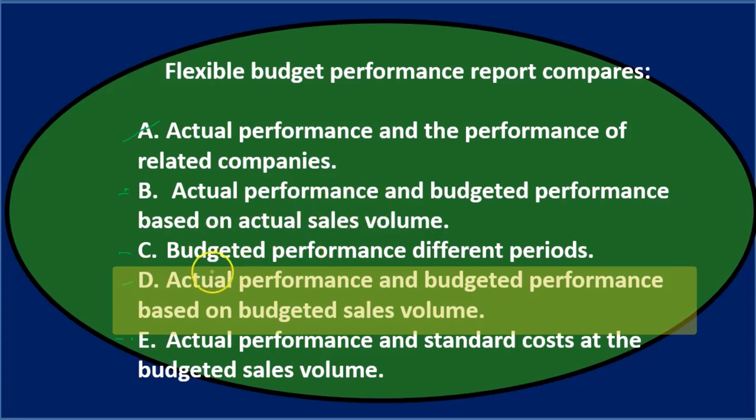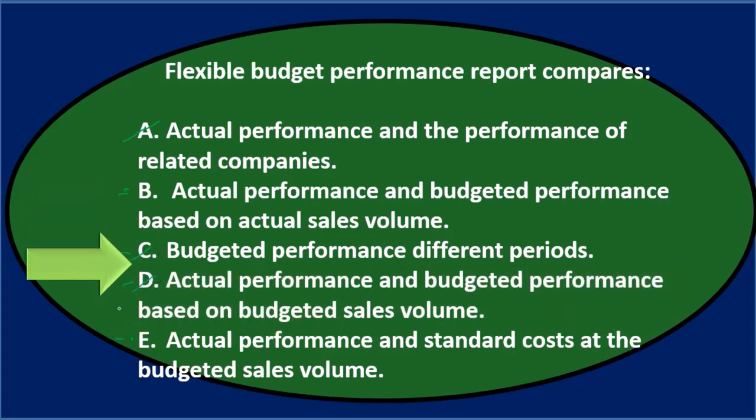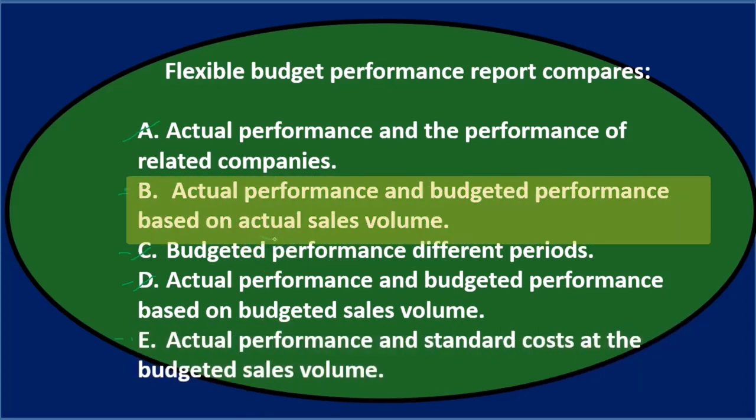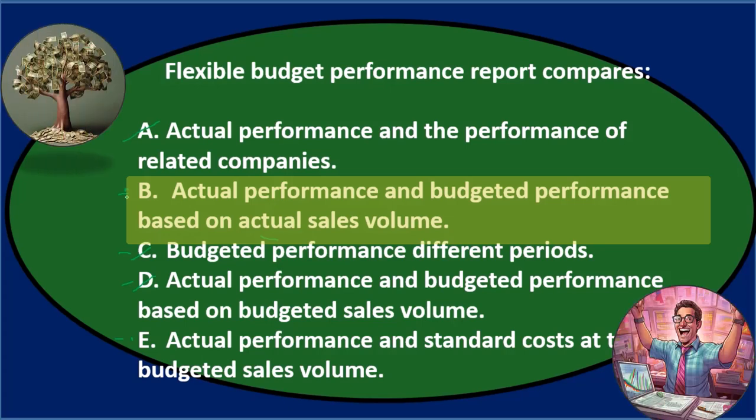So I'm going to say that's probably going to eliminate C and D as being a little bit different. You might keep D as a comparison as well, but if we compare these two, the actual performance and budget performance based on actual sales, or the actual performance and standard costs at the budgeted sales volume, of those two, we're actually comparing to the actual sales volume. And that might seem a little bit confusing because we're talking about the flexible budget performance report. But remember, the flexible budget gives us flexibility that helps us to plan at the beginning, in the planning process.